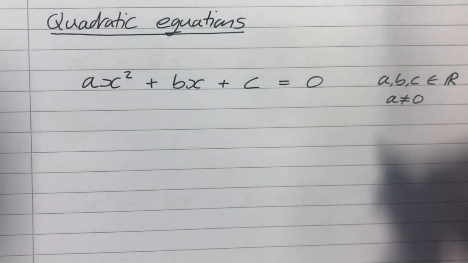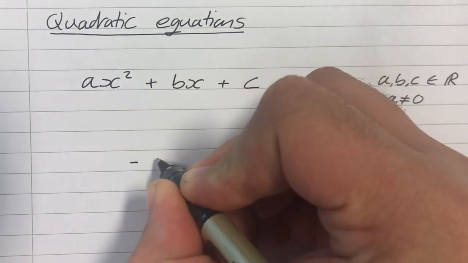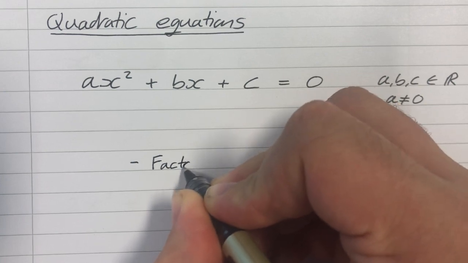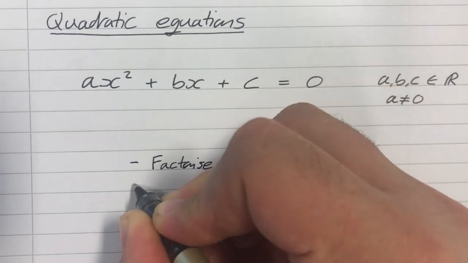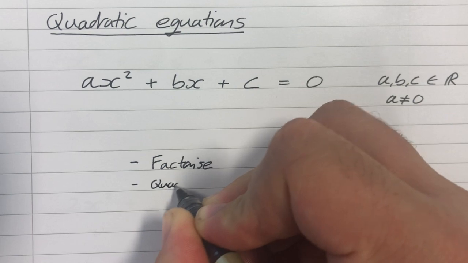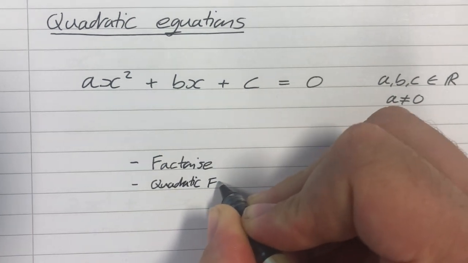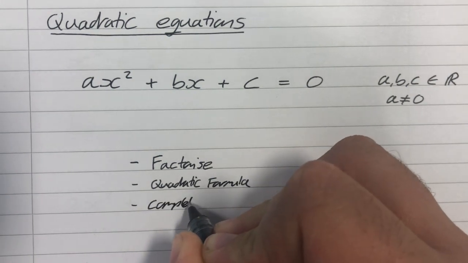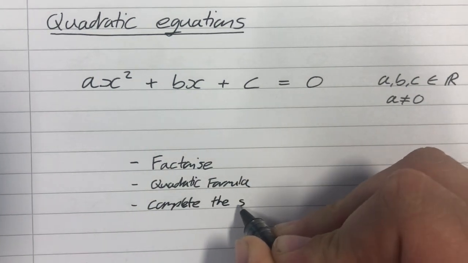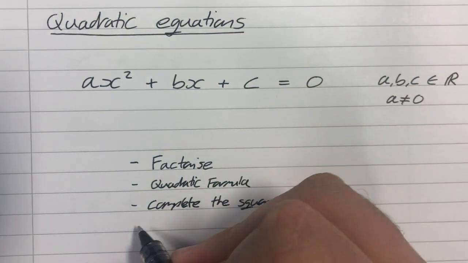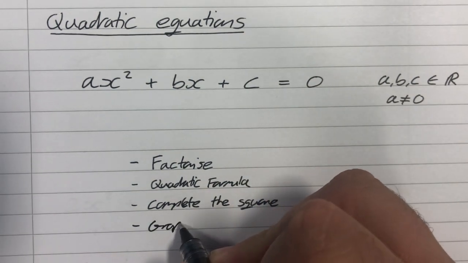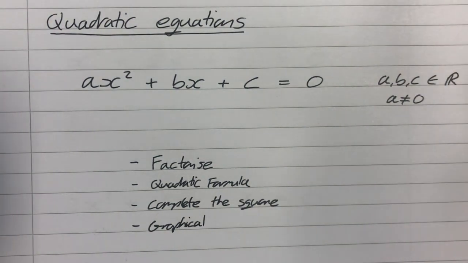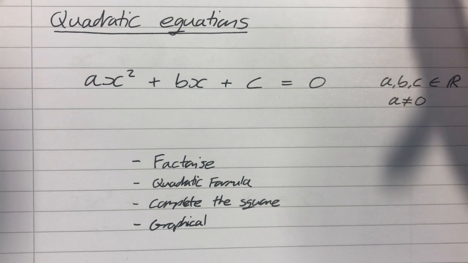Okay, so there are three main ways to solve a quadratic equation. So we can factorise. We could use the quadratic formula. We could complete the square. Or we could use a graphical approach to solve or estimate solutions of a quadratic equation.